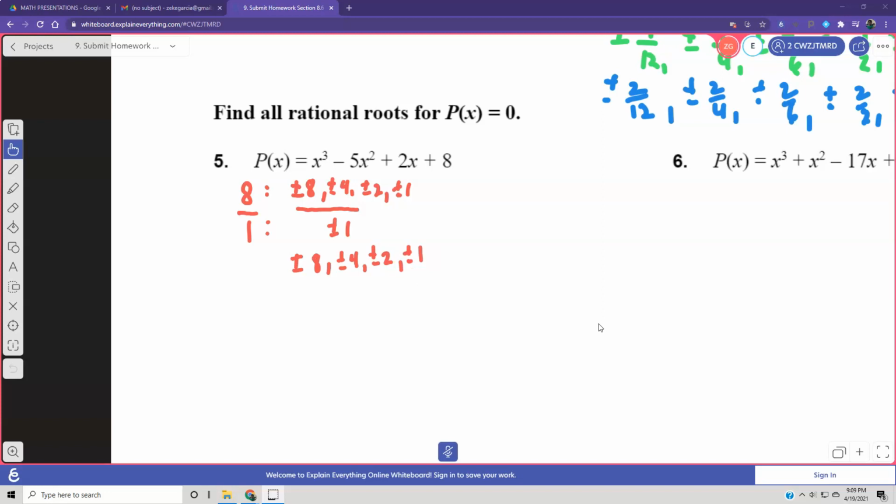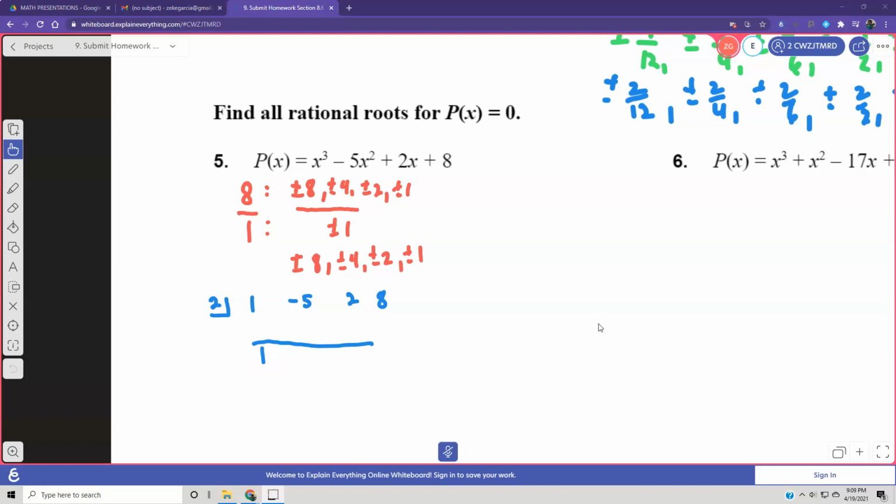So we're going to have to just guess and see what it could possibly be. I'm going to pick 2. I'm going to say that the solution is x equals 2. So you have 1, negative 5, 2, and 8. Remember that I'm going to be using synthetic division. Try to do this on your own if you can.